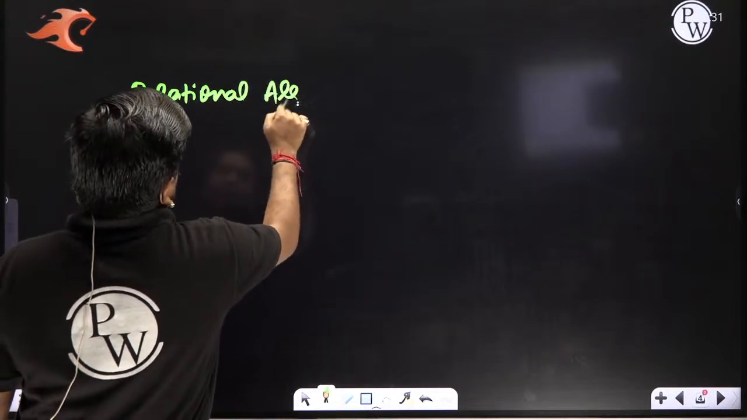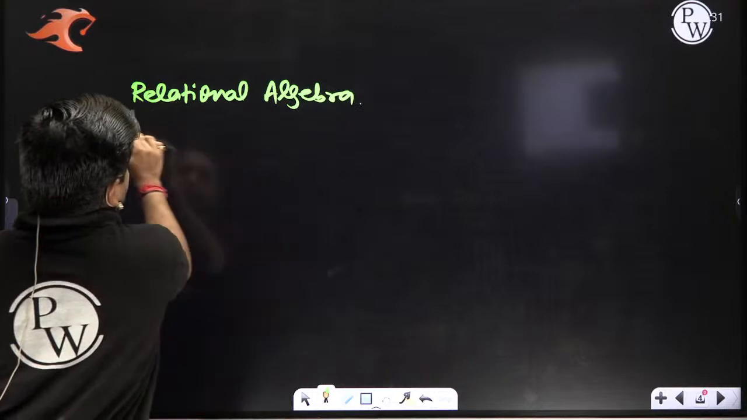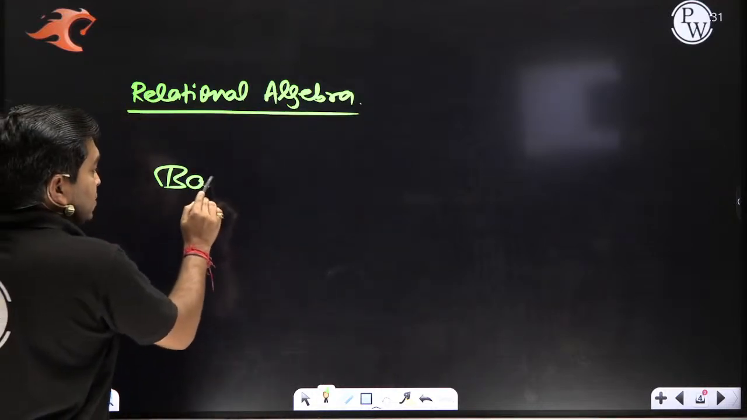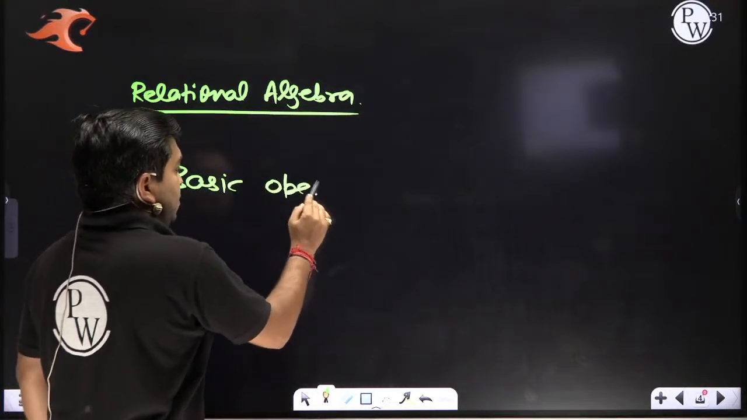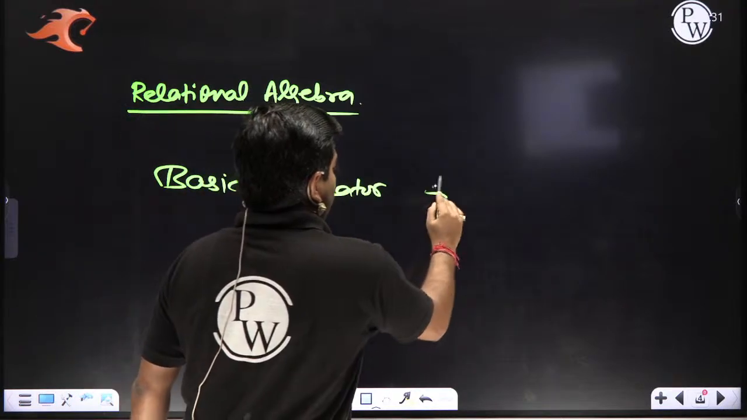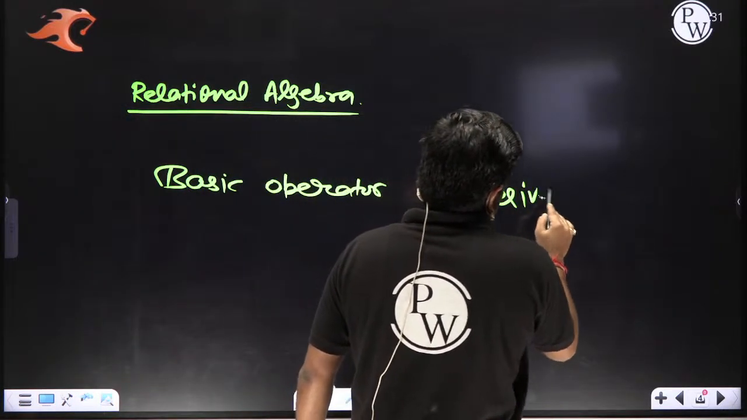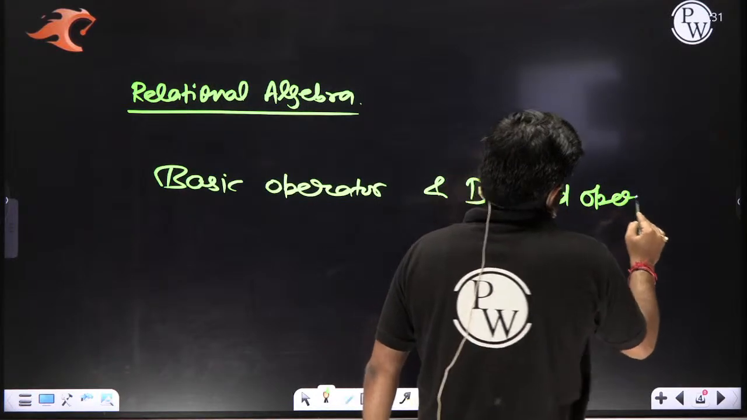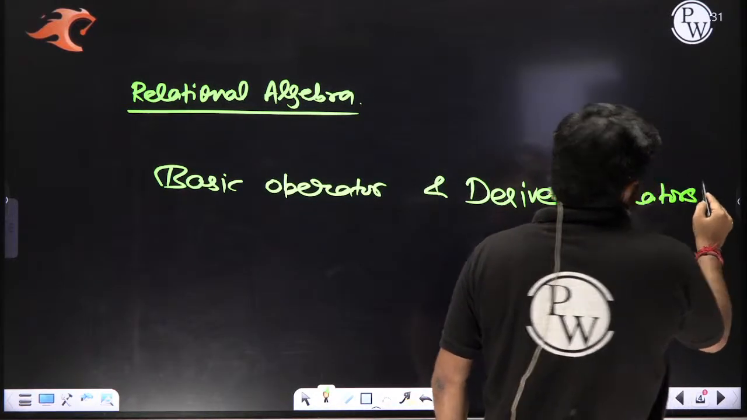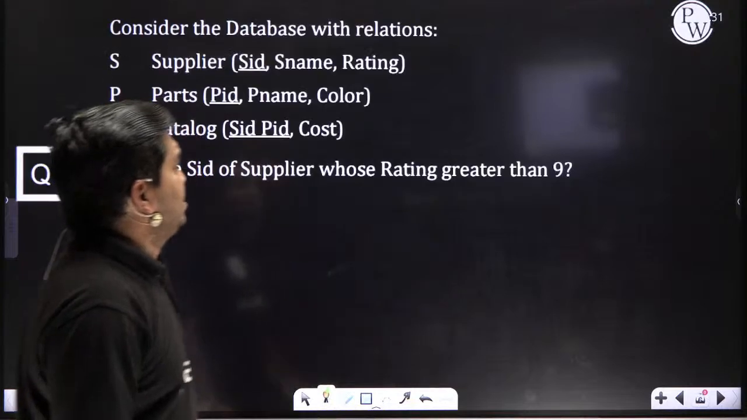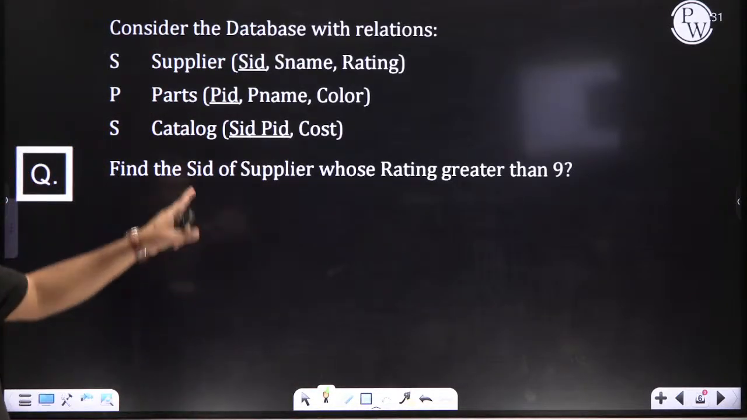In relational algebra, we discussed the basic operators and derived operators. Then we discussed how to write queries. After that, I gave one assignment. This question we have done.